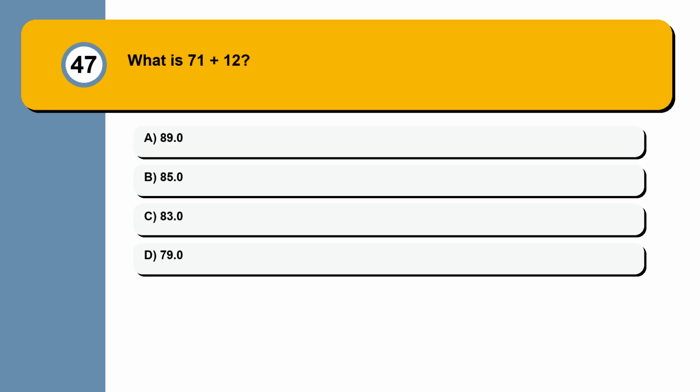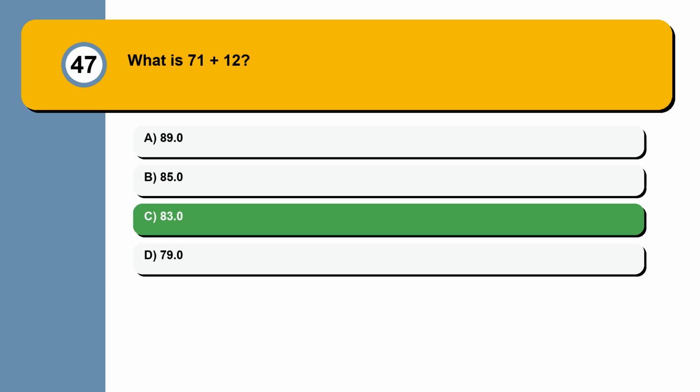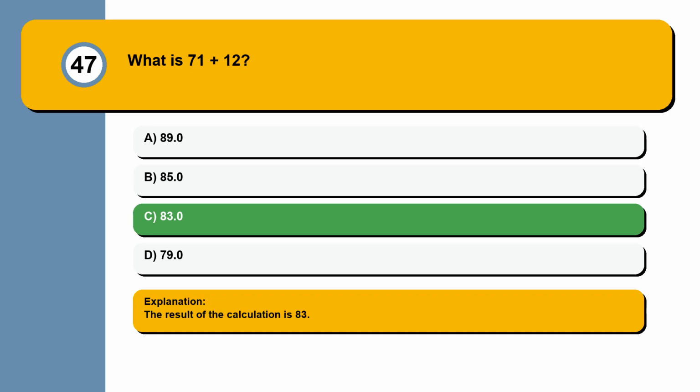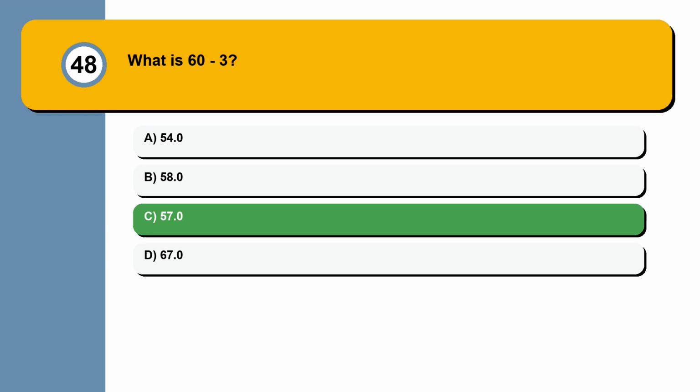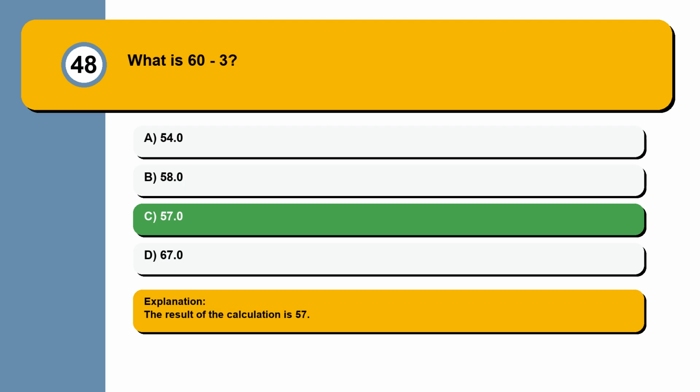Question 47. What is 71 plus 12? 89.0, 85.0, 83.0, 79.0. The result of the calculation is 83. Question 48. What is 60 to 3? 54.0, 58.0, 57.0, 67.0. The result of the calculation is 57.